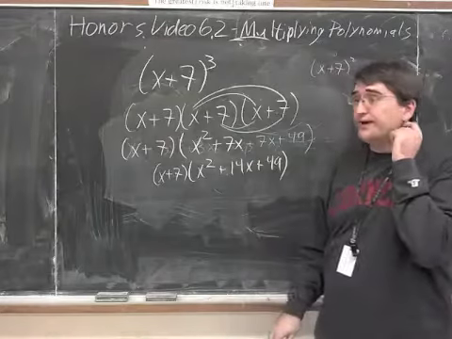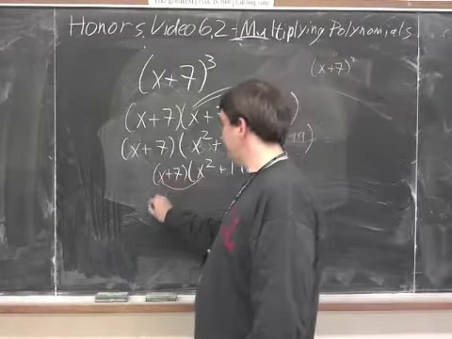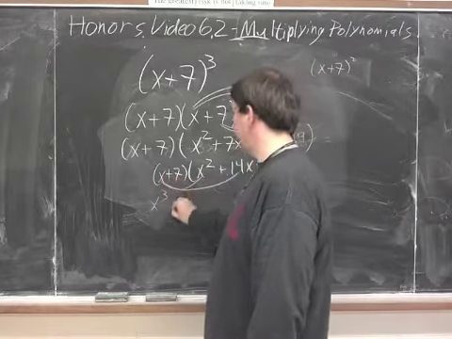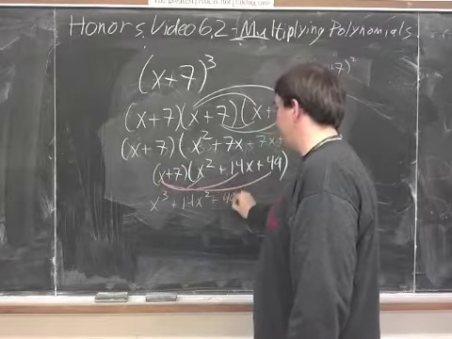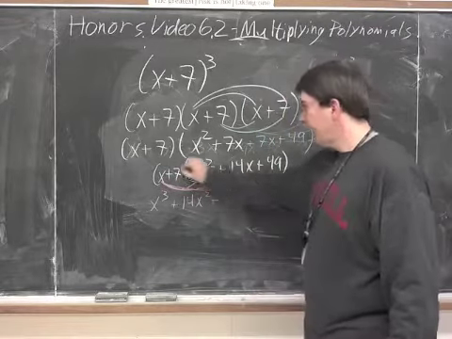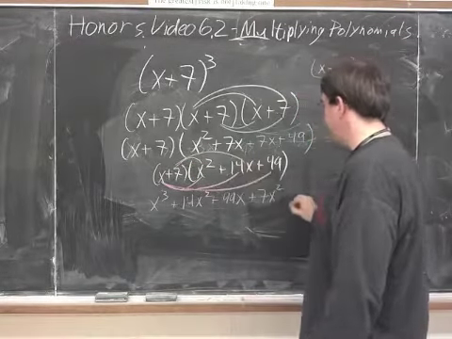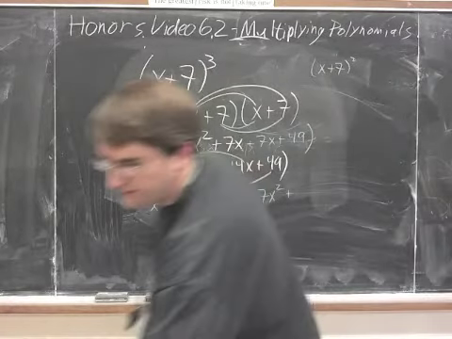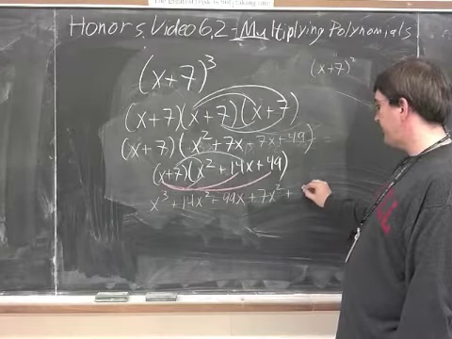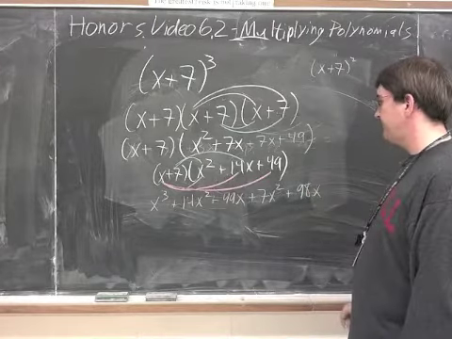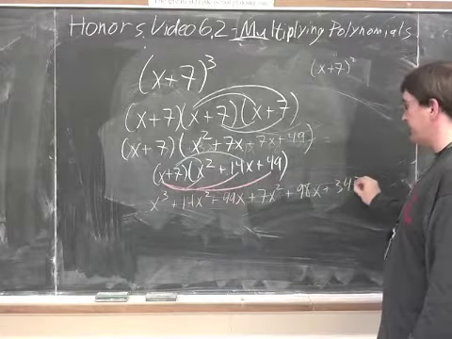But now I have a third x plus 7 to multiply in. And so I'm going to do that. x times x, x cubed. x times 14x, 14x squared. x times 49, 49x. 7 times x squared, 7x squared. 7 times 14x is 98x. And 7 times 49 is 343.